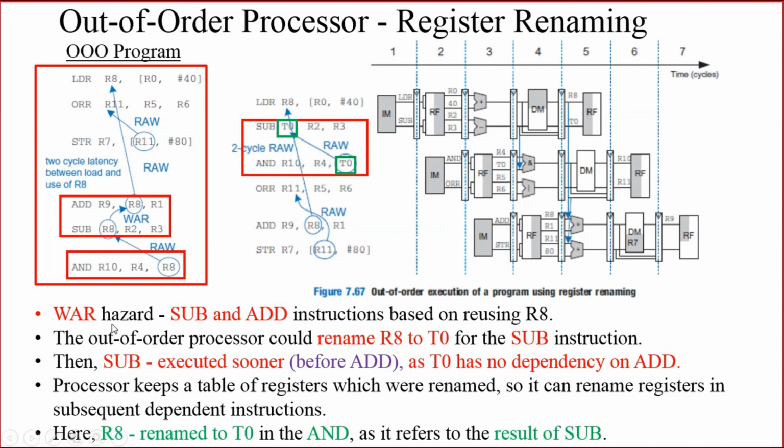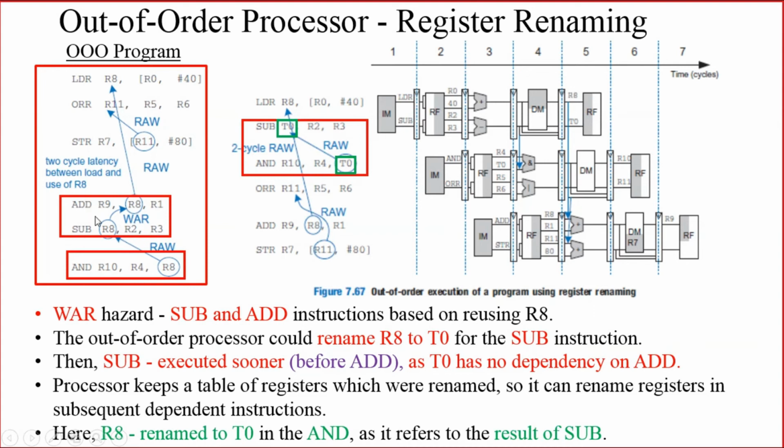The write after read hazard had taken place because the sub and instructions were reusing R8. So here what we have done is renamed R8 to T0 for the sub instruction. So the sub instruction was executed sooner, that is before add. Before add itself it was able to execute.